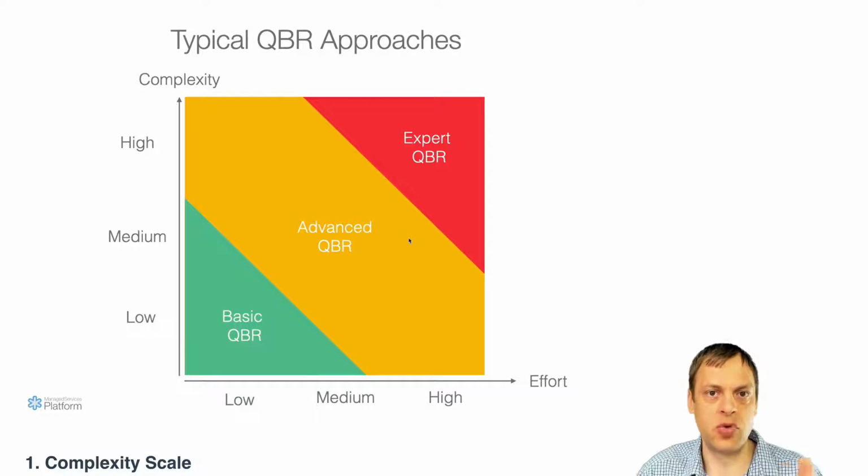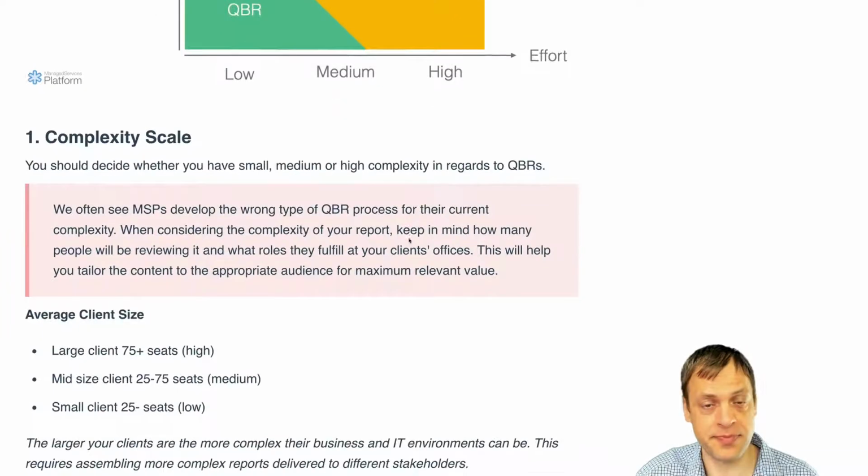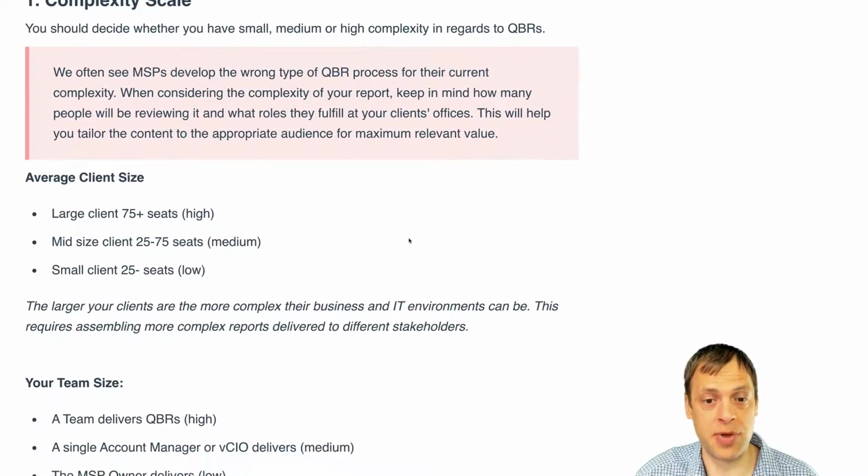So we have 2 major aspects. We would like to see what is the complexity of you, where we need to adopt those QBRs, and what's the effort you are able to put behind the QBR process. So let's start with the complexity scale. In the complexity scale, we are going to talk about low, medium, or high. So we have to somehow decide whether your complexity is low, medium, or high. So these are the easy way to capture that.